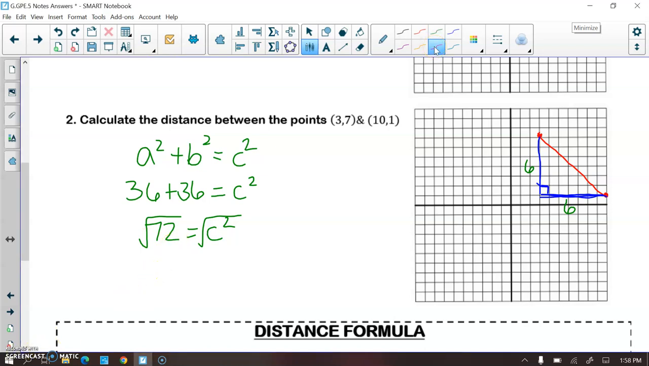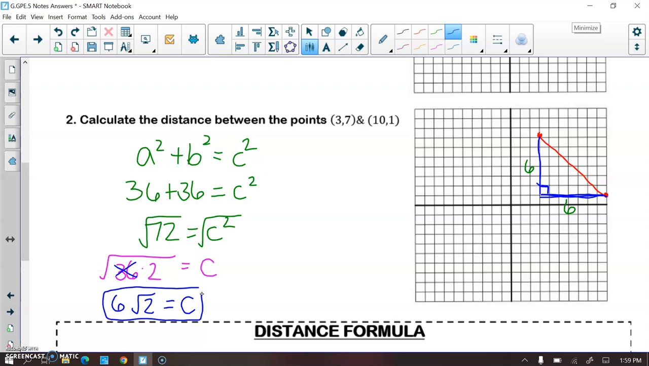So if I asked you to do this in simplest radical form, remember what we do is we split 72 up into its largest perfect square factor, which, remember, the perfect squares are 4, 9, 16, 25, 36, and so forth. This 72 is divisible by 36, so 72 divided by 36 is 2. So we can split 72 up into the square root of 36 times 2. And then we take the square root of 36, which is 6, and the square root of 2 cannot be done. So c is the distance of 6 root 2.